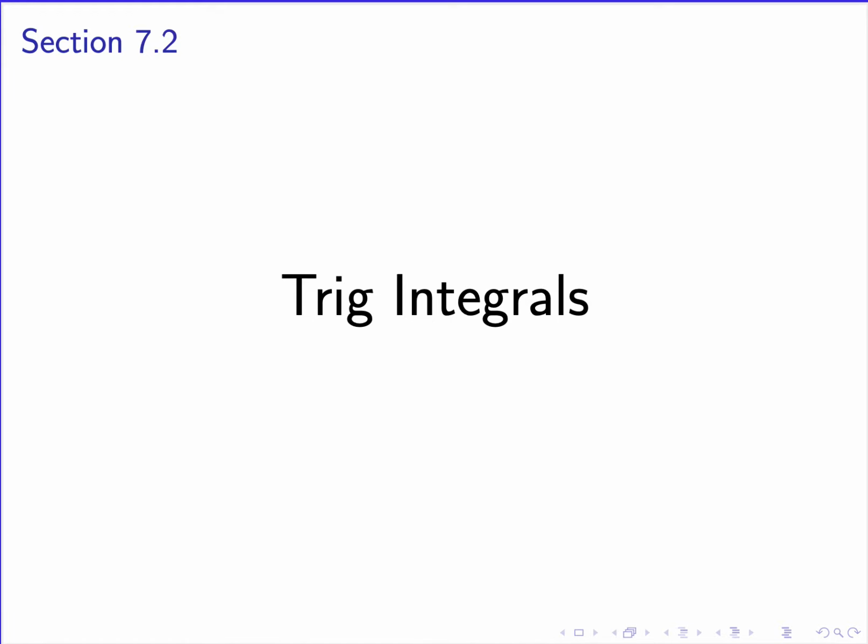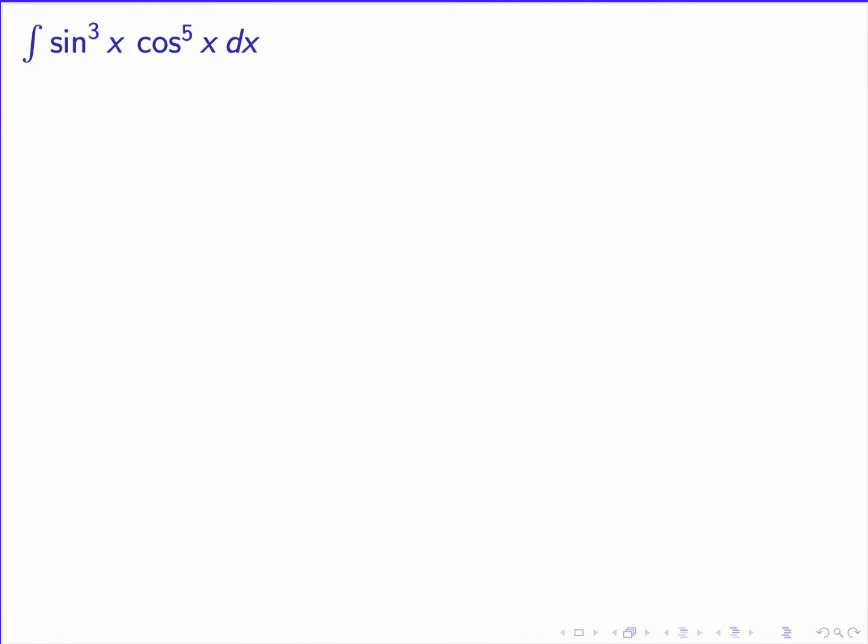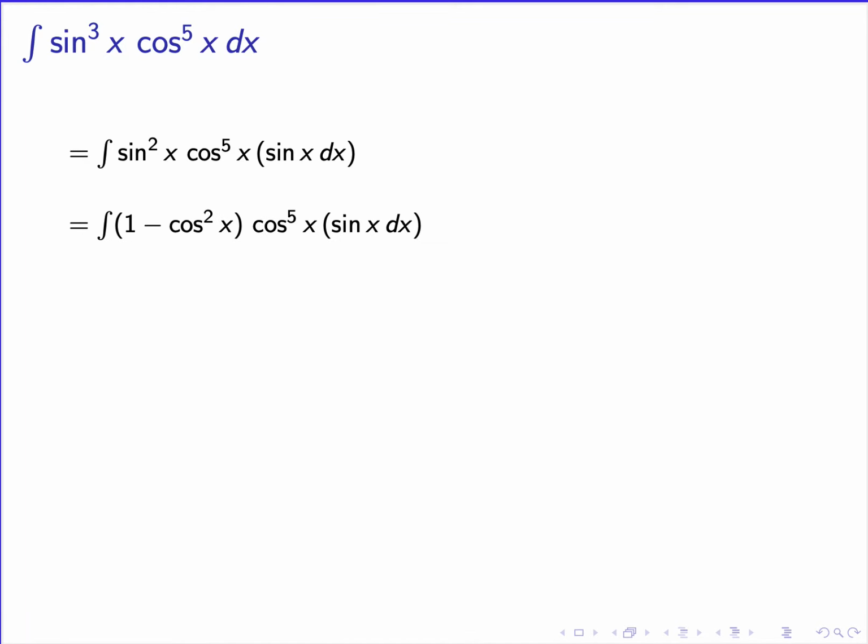So let's look at a bunch of different trig integrals here. First up, let's look at this one. We've got sine cubed cosine to the fifth. So on this one, what we could do is pull out one of those sines, and we get sine squared cosine to the fifth times sine x dx. And then we'll rewrite the sine squared as 1 minus cosine squared.